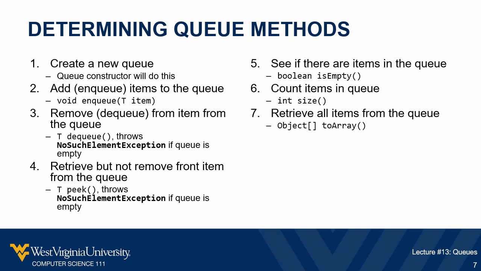In this implementation, I'm choosing to omit a clear method, which would get rid of everything that's in the queue, because we can do that on our own pretty easily using a loop if we actually needed to clear out the queue. So just for the sake of brevity, I'm omitting that method. Let's head into Eclipse and we'll see how we can code this up.